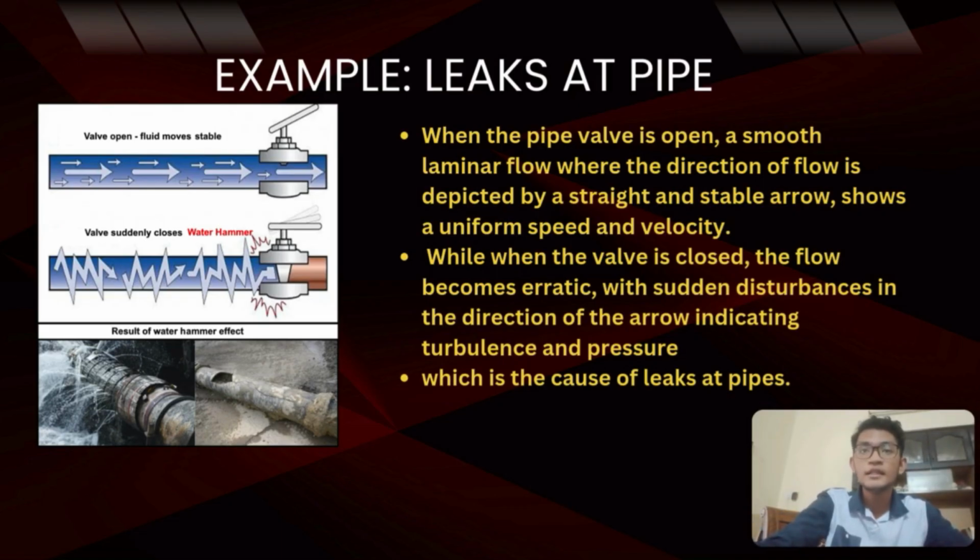For example, leaking at a pipe. When the valve is closed, the flow becomes erratic, with sudden disturbance in the direction of the arrow, indicating turbulence and pressure, which is the cause of leaking at pipes.